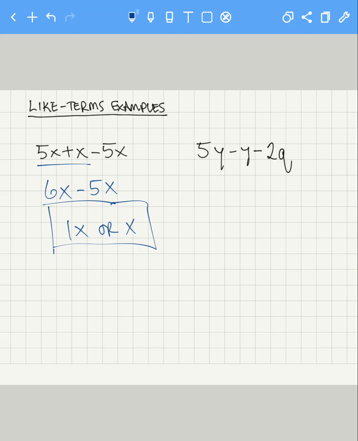You can see that the 3 terms in the next example are not all the same, but we do have like terms in 5y minus y. If I have 5 y's and I take away 1 y, that leaves me with 4 y's. But you can see that the 4y and the 2q, I can't take q's away from y's, so this is as simple as this gets.